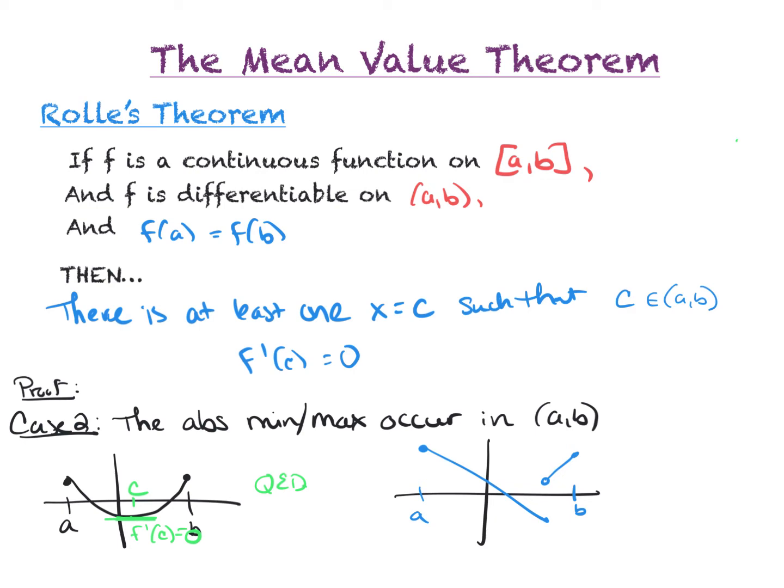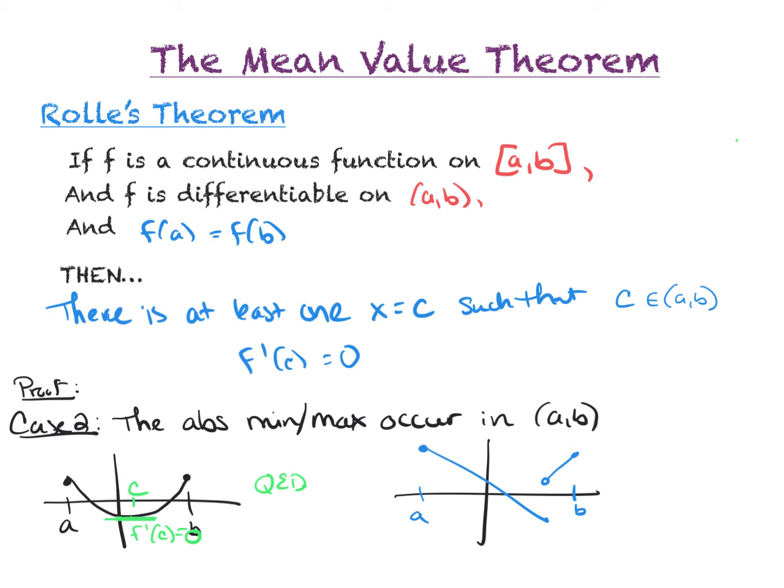So in order for Rolle's theorem to work, you have to have three conditions. A continuous function from a to b, so not this one. A differentiable function on the open interval from a to b, so no cusps or corners. And you have to have the unusual stipulation that f of a must equal f of b. Then you know there's at least one c value where the derivative is equal to 0.